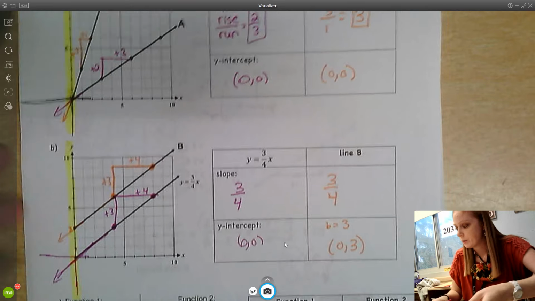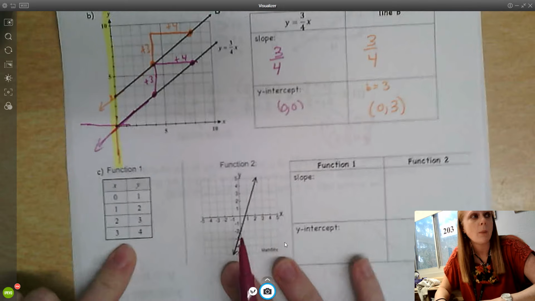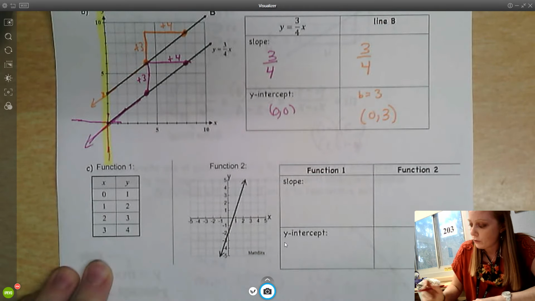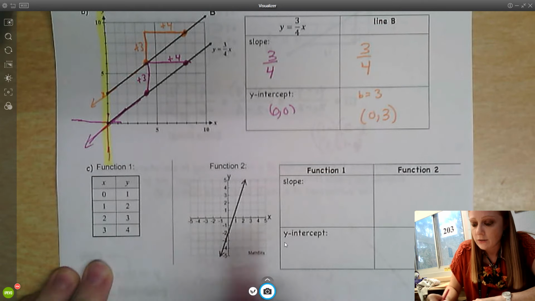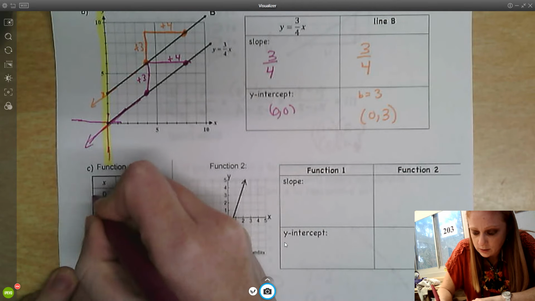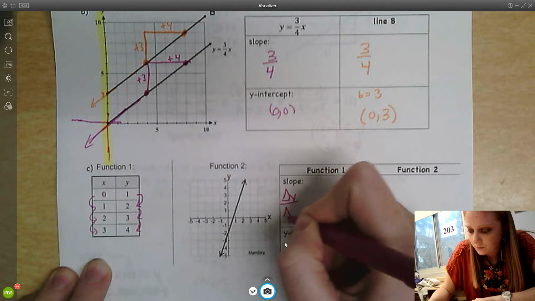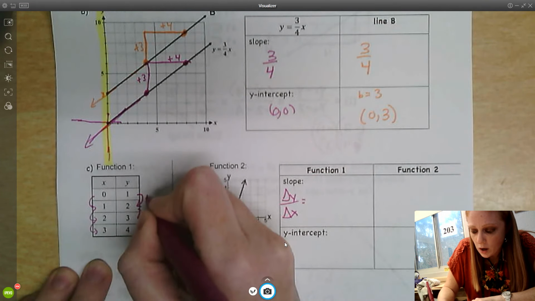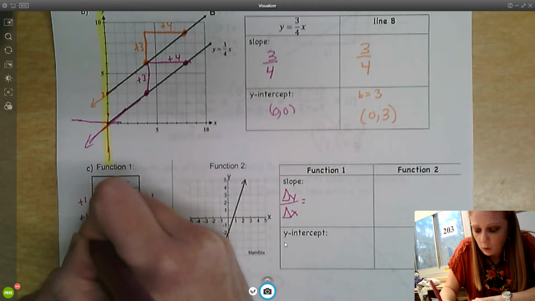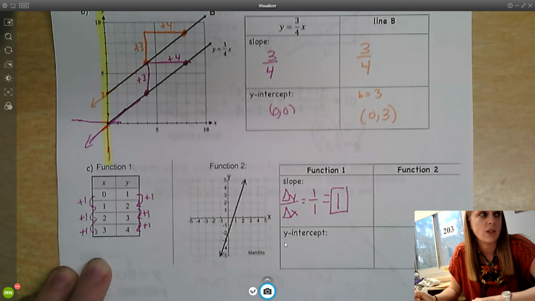All right, now let's look at this one. We're given a table, and we have to compare it to a graph. Okay, so now we're getting a little bit more involved here. So first, let's deal with our table. To find slope from a table, we do change in y over change in x. The change in y is that we're going up by 1. The change in x is that we're going up by 1. 1 over 1 is 1, a slope of 1 for the table.